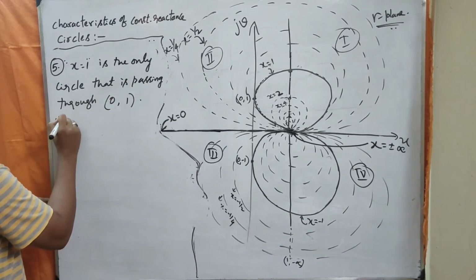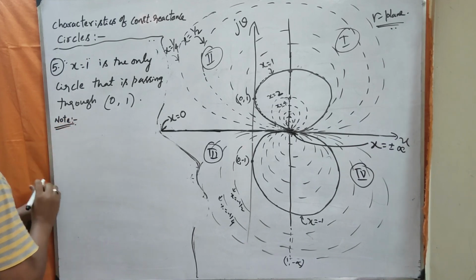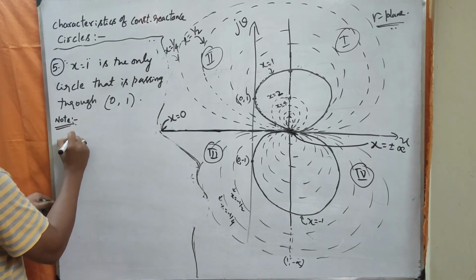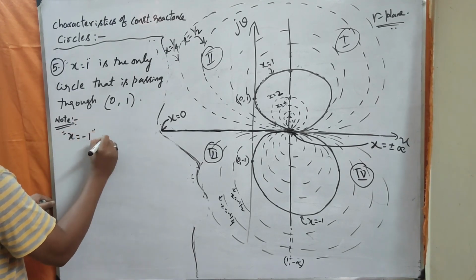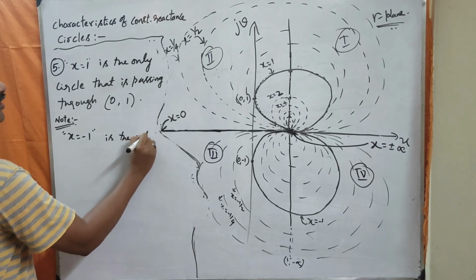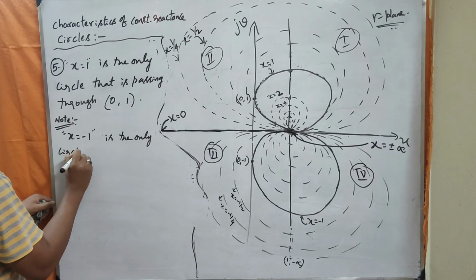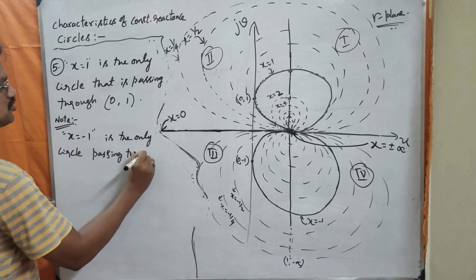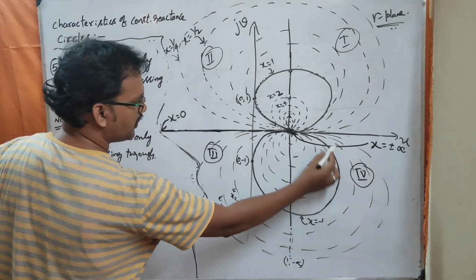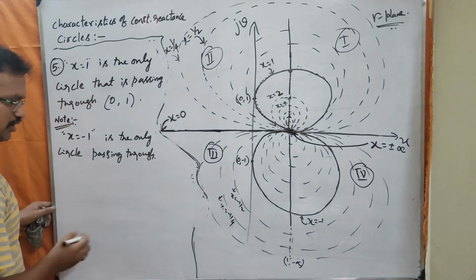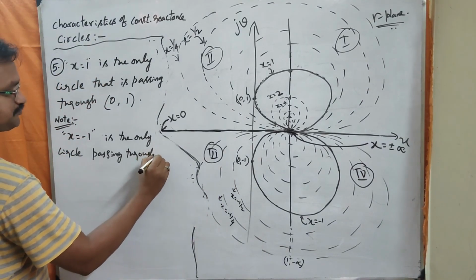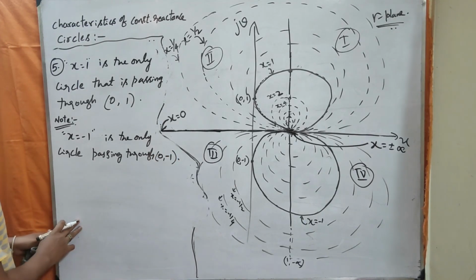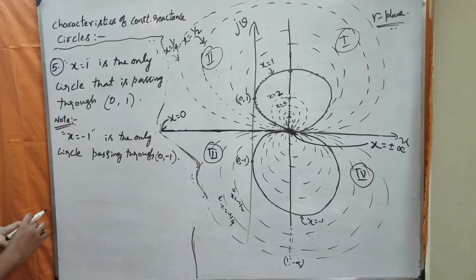So here you can write a note. X is equal to minus 1 is the only circle passing through 0 comma minus 1. So x is equal to minus 1 circle is passing through 0 comma minus 1, the only circle passing through 0 comma minus 1. So write down this as the 5th point.